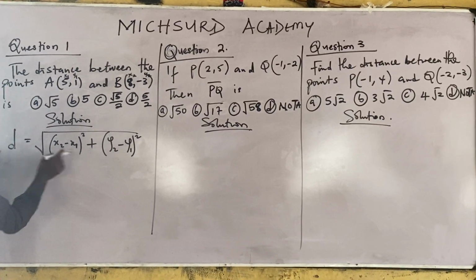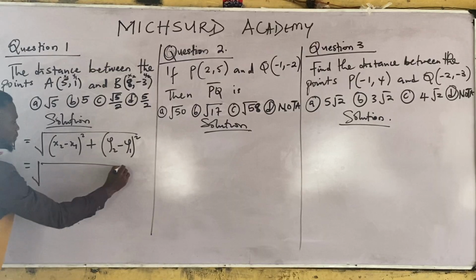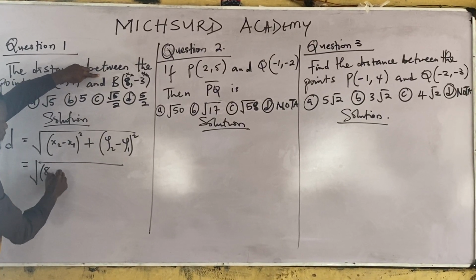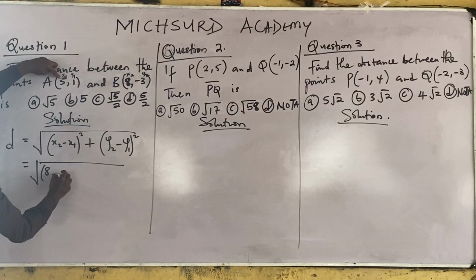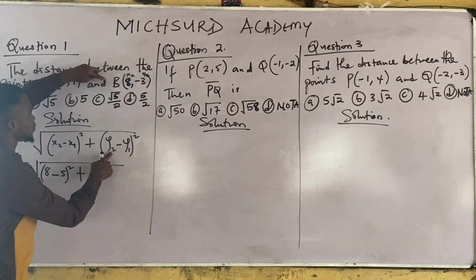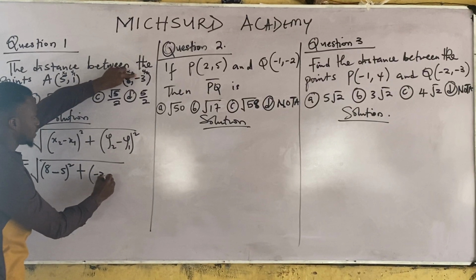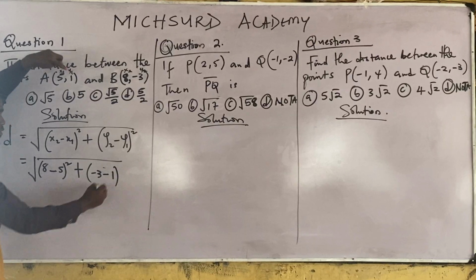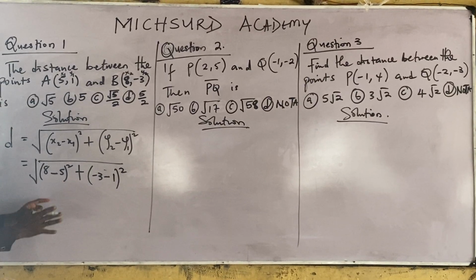Then we go to the formula and substitute. We are going to be having x2, x2 is 8, then minus x1. x1 is 5, all squared. Then plus y2. y2 is minus 3, minus y1. y1 is 1. Then we have squared. So this is how we do it.